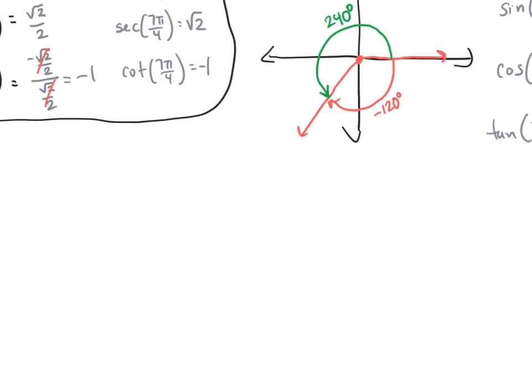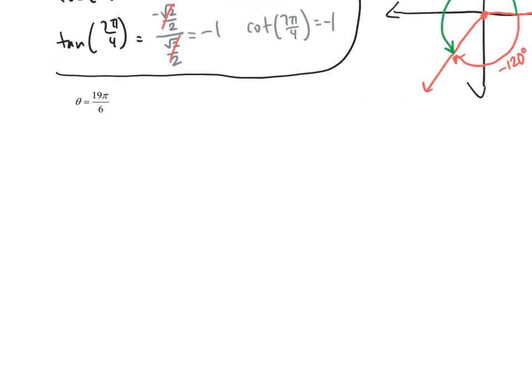Let's look at one more. We have 19 pi over 6. Again, this is going to be a pretty bizarre one, so I'm going to change it to degrees. So 180 over pi, those will cancel. So if I do 19 times 180 divided by 6, I end up with 570 degrees.